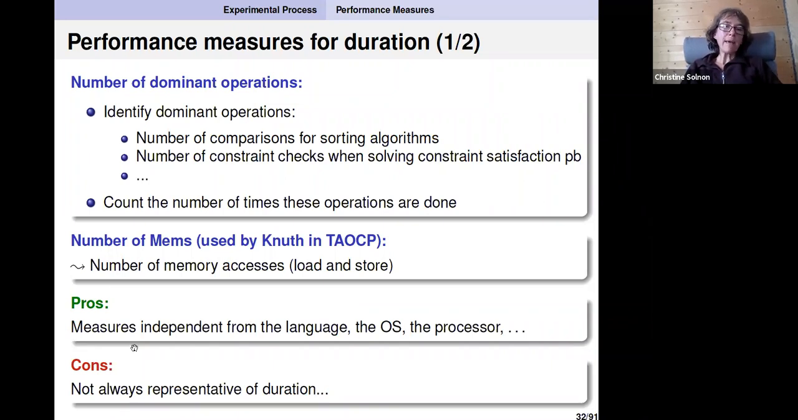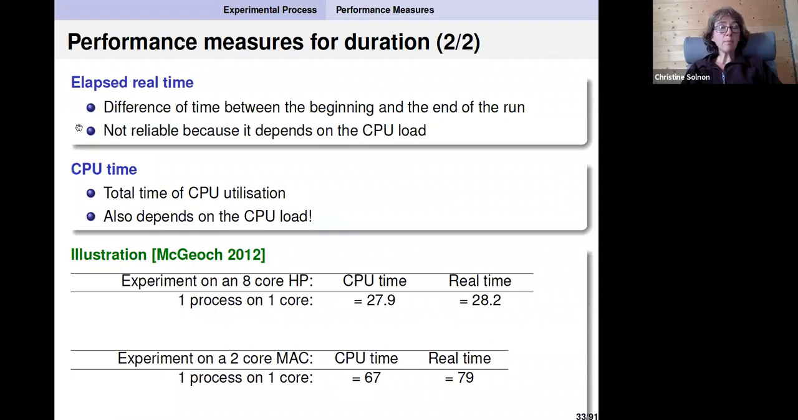However, these measures are not always representative of duration, and in some cases we are obliged to measure the time. Of course, the real time highly depends on the load of the CPU. So we usually don't measure real time, but we measure the CPU time. However, you should be aware that this CPU time also depends on the load of the CPU, and it depends a lot on it. That was not true 20 years ago. This is because of new computer architectures.